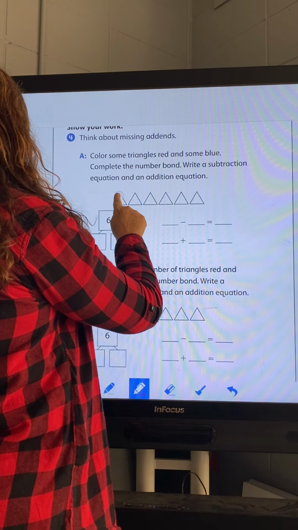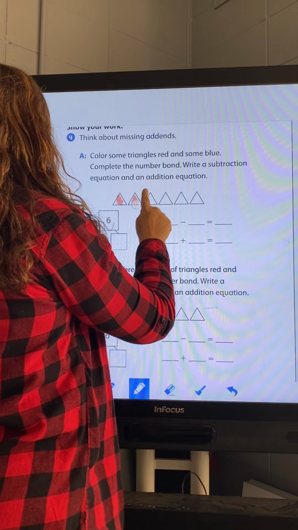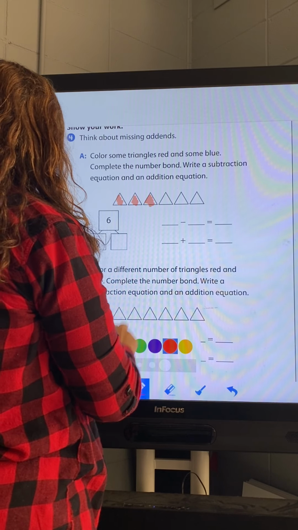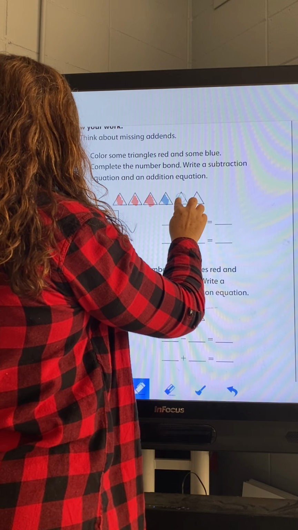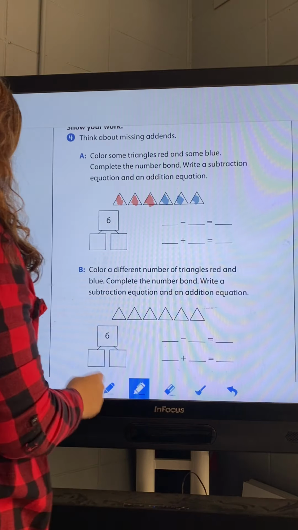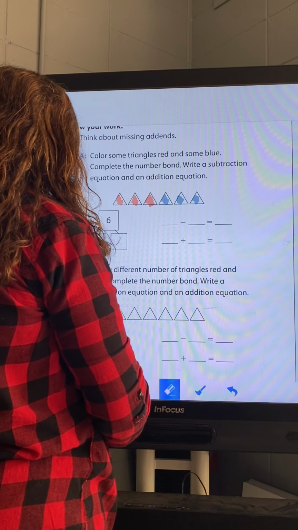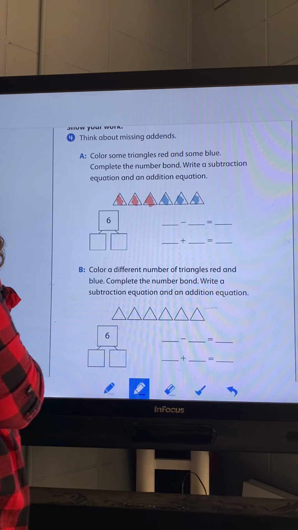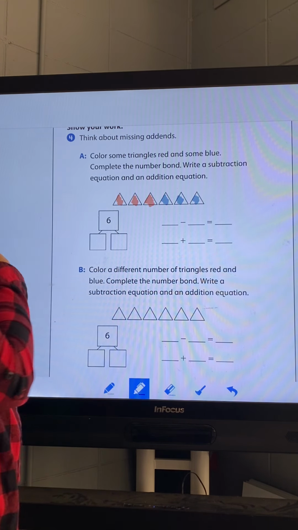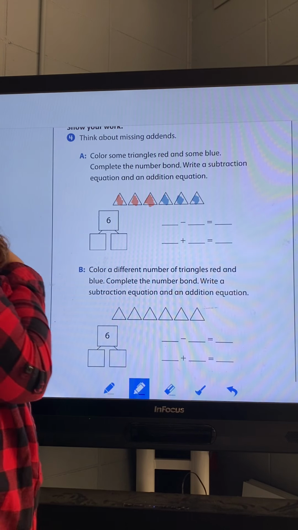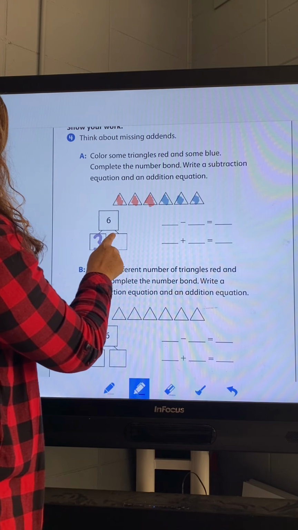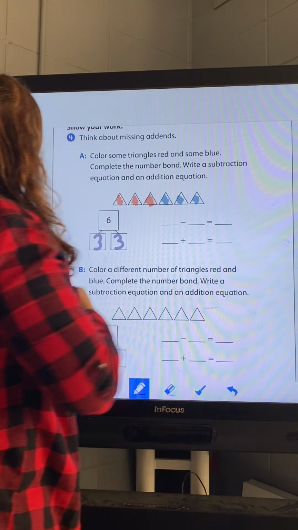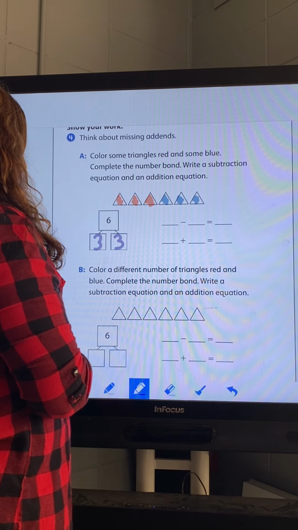So if I did this, if I did 1, 2, 3, red, 1, 2, 3, blue, right? Let's see. Okay, so I have 3 red and 3 blue. Okay, so my number bond, this does not have to be yours. My number bond is going to look like this, 3 and 3, because I have 3 of one color, 3 of another, and that makes the whole thing.